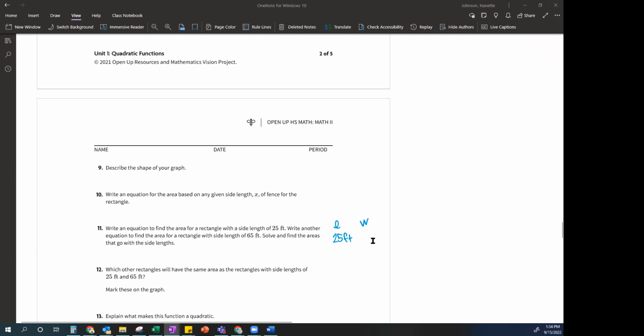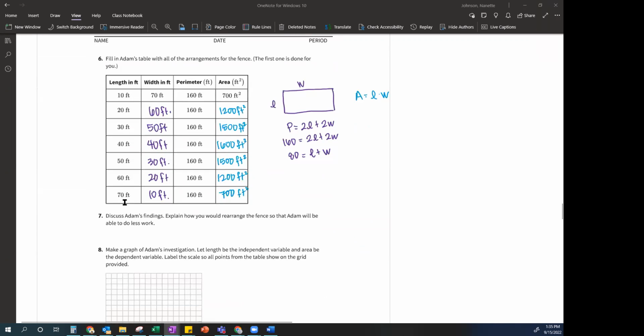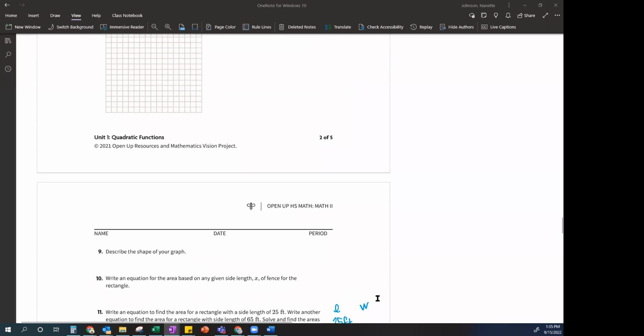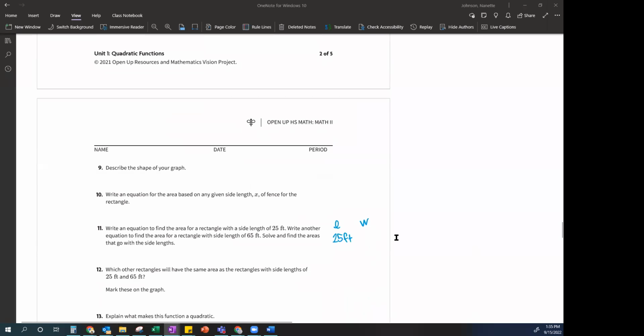Anybody remember? How do I find the width? If I know the length, like up here, if I knew the length, 70 feet, how did I find the width? What did I do? Yeah, I'm going to add to get to that 80. Very good. So I'm trying to figure out, okay, well, 80. So this is really going to be 80 minus 25, which in this case is 55, right?